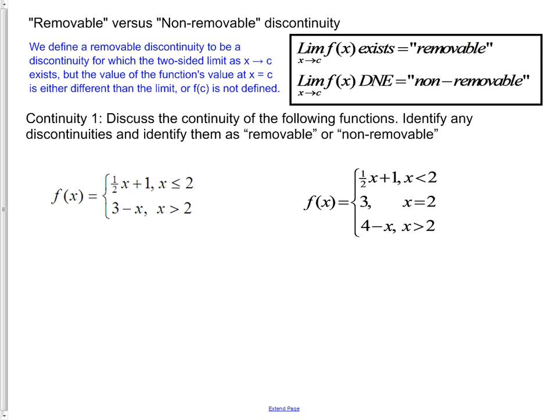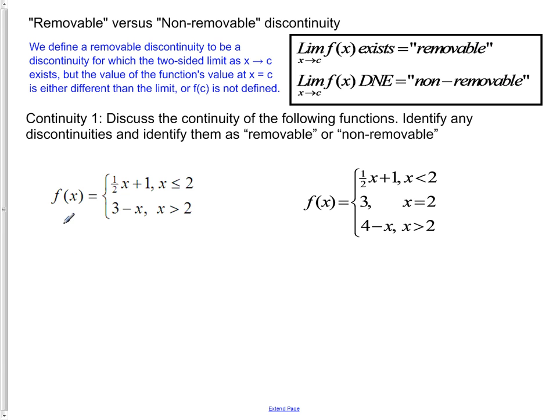We're going to make one further distinction, and that is what we call removable versus non-removable discontinuities. And here's the difference. We say that if the limit as x approaches c of f of x exists, it is a removable discontinuity. And if it does not exist, we say it's a non-removable discontinuity. All right, so let's go ahead and talk about those ones right here.